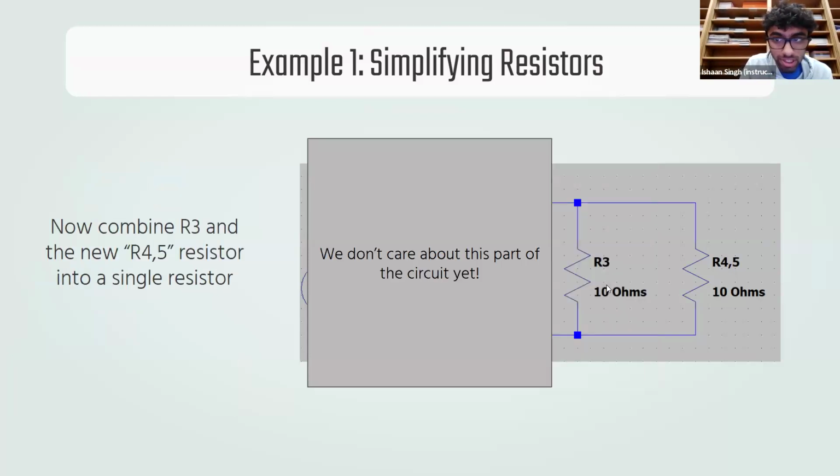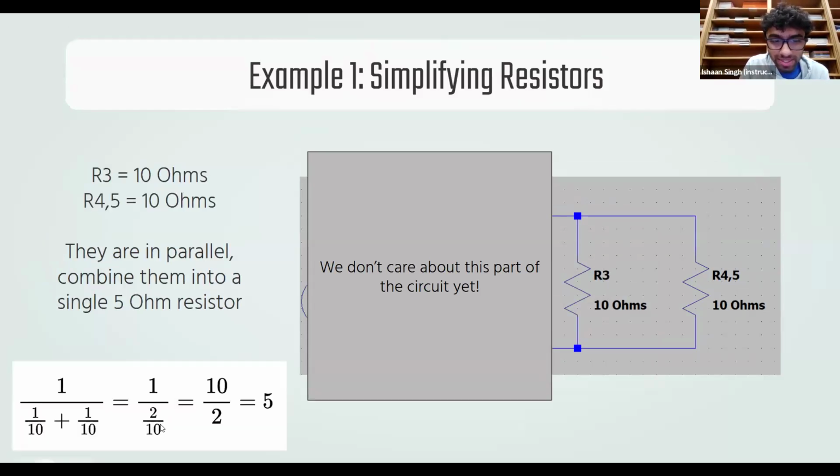Okay? Now let's look at the next thing. We have R3 in parallel with R45. So how are we going to combine these resistors? Do 1/10 plus 1/10, which is 2/10, and then do 1 over that, which is 10/2, which is 5. Exactly, that's exactly right.